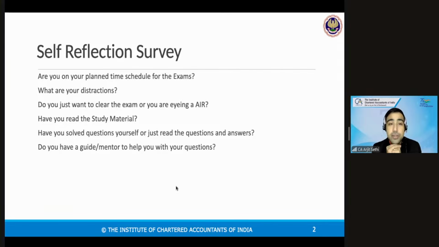Okay, first reflection point whenever you're preparing for your exams. One, are you on your planned time schedule for your exams? Okay, people, you can answer on the chat. Be truthful. Are you on your planned time schedule for the exams? Yes or no? Whatever timetable you planned for, whatever time you thought I will complete this by this, I'll complete that by that. Are you on time?